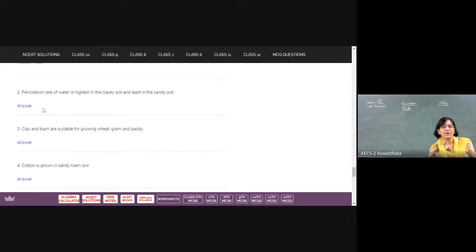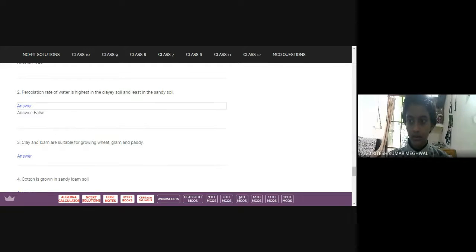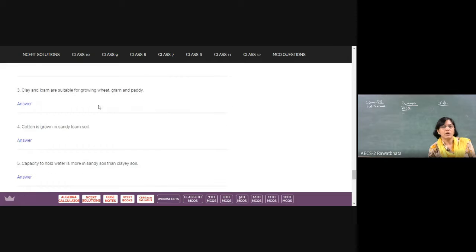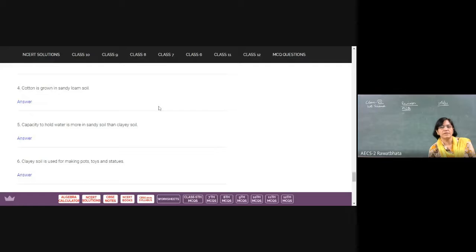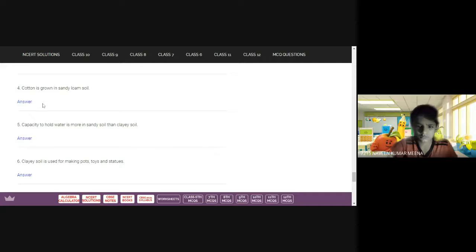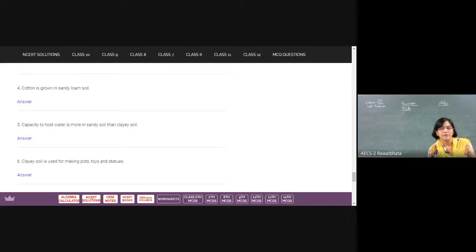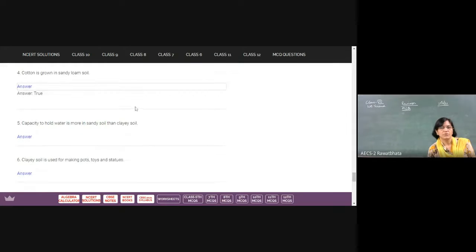Then, percolation rate of water is highest in clay soil and least in sandy. Ma'am, false. Has to be false. Clay and loam are suitable for growing wheat, gram, and paddy. True. Yes. Cotton is grown in sandy loam soil. Ma'am, true. Okay, true. Capacity to hold water is more in sandy soil than clay soil. True.